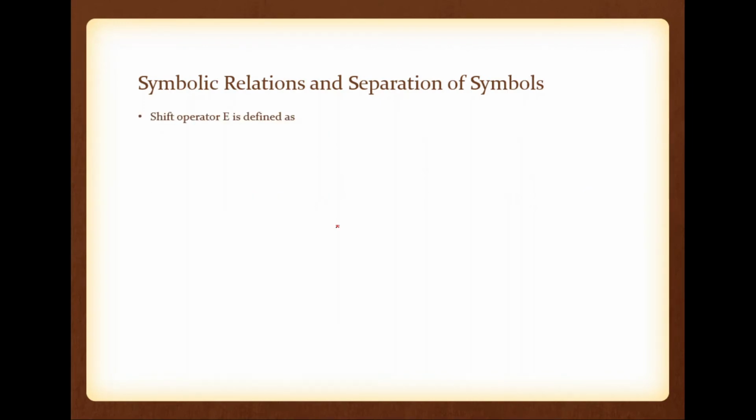The shift operator E is defined as E yr is equal to y r plus 1. Please note, the shift operator E yr is equal to y r plus 1. It means, if yr is the current data, then E means shift. Shift means next. What is the next term of yr? The next term of yr is y r plus 1. So E means next data.